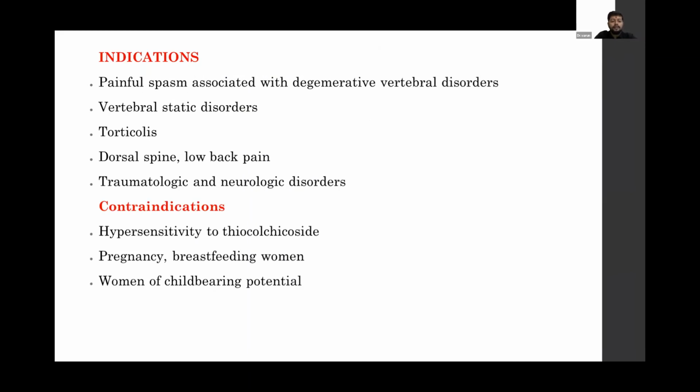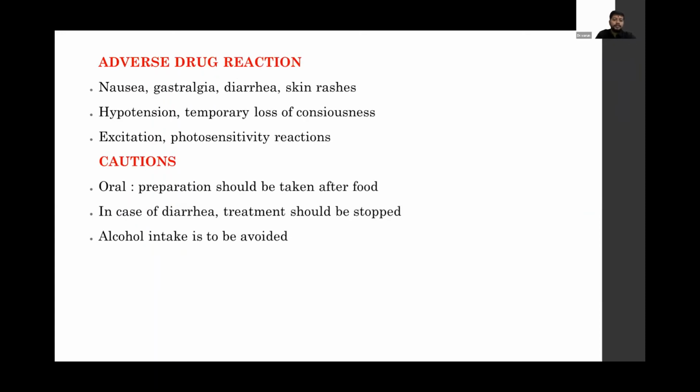Indications for thiocolchicoside are painful spasm with degenerative vertebral disorder, vertebral static disorder, torticollis, dorsal spine, low back pain, and traumatic or neurological disorder. It is contraindicated for hypersensitivity to thiocolchicoside, pregnancy or breastfeeding women, and women of childbearing potential. Adverse drug reactions for thiocolchicoside are nausea, gastralgia, diarrhea, skin rashes, hypotension, temporary loss of consciousness, excitation, or photosensitivity reaction.